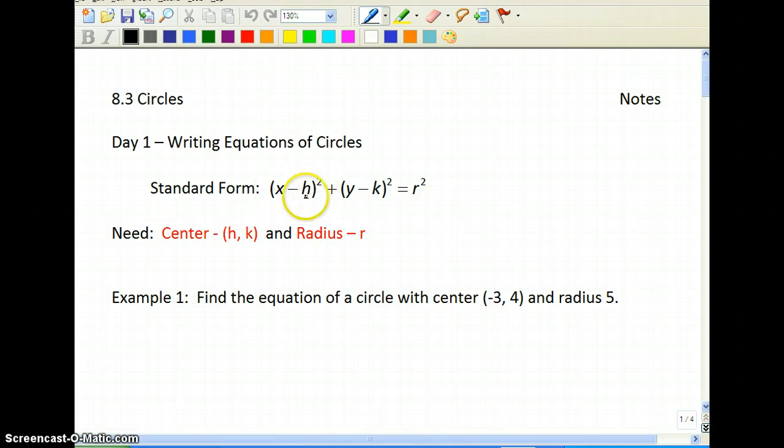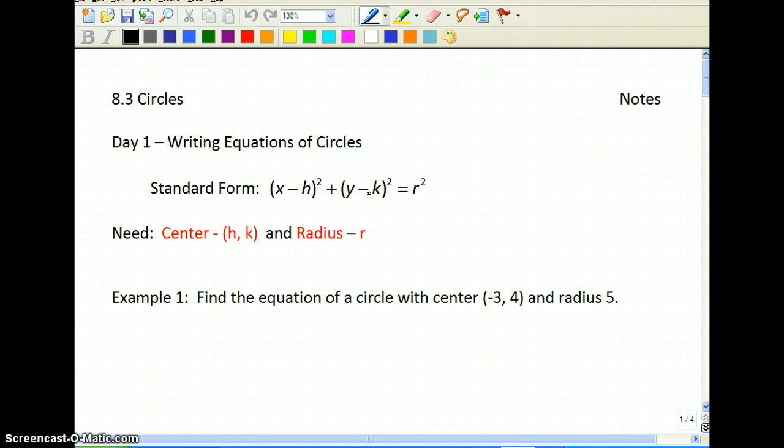Now x and h are always partners, so the h is with the x, and y and k are always partners, so the k is always in the parentheses with the y. What you should notice here is that the square has been completed on both letters in this form.